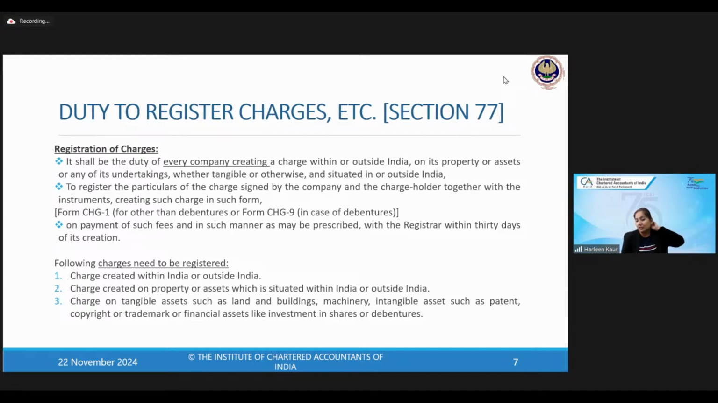Following charges will be registered in India or outside India. Property can be in India or outside India, and it can be tangible assets or the intangible assets like trademark, financial assets like investment in shares and debentures can also be given as a security. Trademark, copyright, goodwill, all these things can be given as a security.